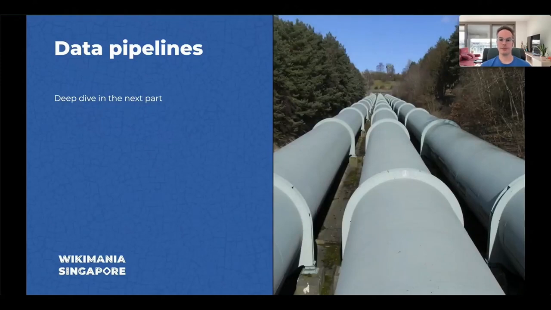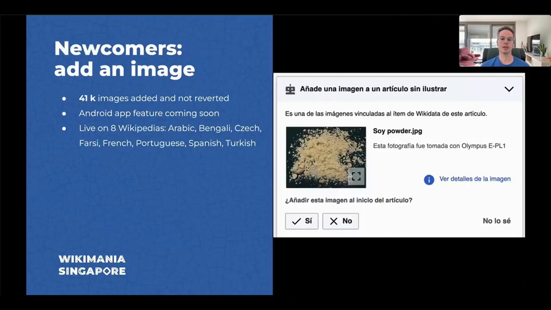Data pipelines are the fundamental pieces of infrastructure that let structured data flow across Wikimedia projects. And I'll dig deeper in the next part of this session. Data pipelines enable the development of end user products that suggest images for addition to Wikipedia articles. The first one was built by the Growth team at the Wikimedia Foundation and targets Wikipedia newcomers. It's live on Arabic, Bengali, Czech, Farsi, French, Portuguese, Spanish, and Turkish Wikipedias.